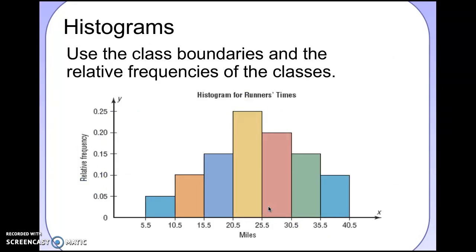Now you can use the information to create that histogram. Notice on the x-axis are your class boundaries. On the y-axis now is the relative frequency, decimal values. So pay attention to what your highest relative frequency is and sort out your scale from there.